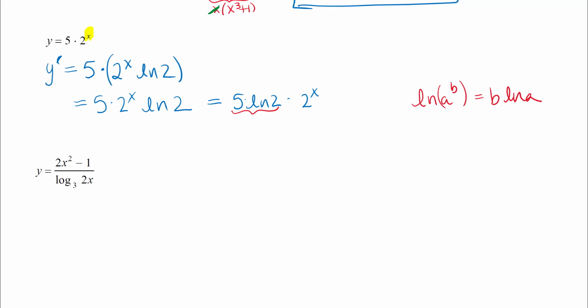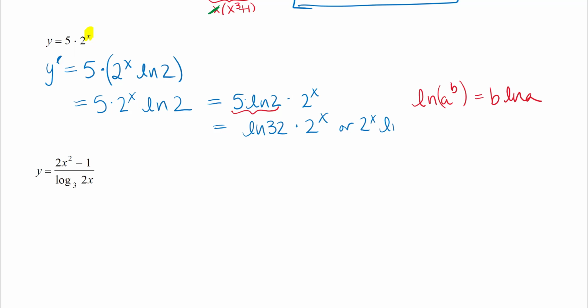Okay, so I could use that property on my 5 ln 2 if I really want to. So my b would be 5 and my a would be 2 here. And so I could rewrite that as ln of 2 to the 5th, which is 32. All right, so if I want, I could write it like that, or 2 to the x ln of 32.